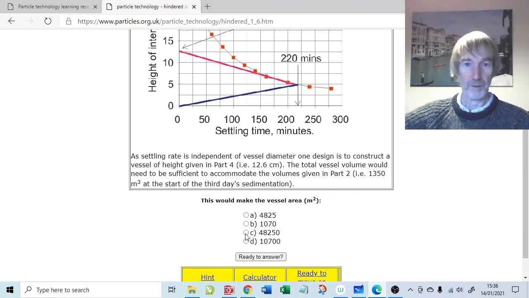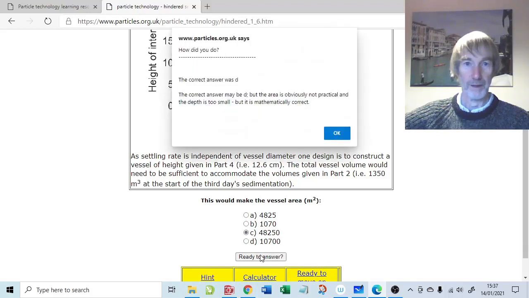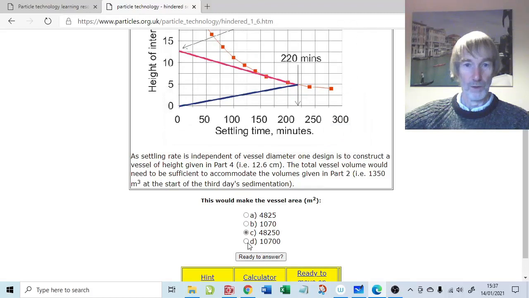I think it's going to be a biggie. I think it's probably, oh, there's answer D. Okay, that one there. So 10,700 times by 0.126. Just do a check. 10,700 times by 0.126 gives us a volume of 1,350, near enough, within rounding.